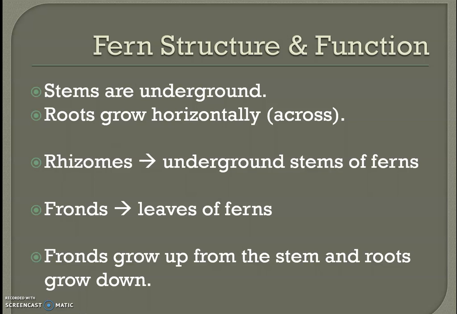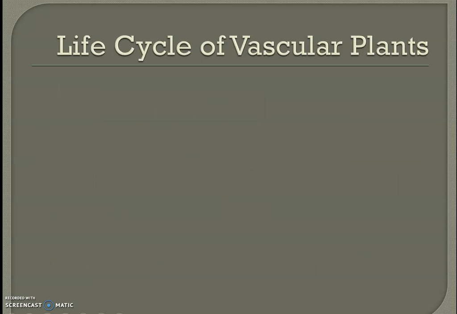Okay, so fern structure and function. Okay, the stems are underground and the roots grow horizontally. They have rhizomes, which are underground stems of ferns, and the fronds. Fronds are the leaves of ferns. These fronds grow up from the stem and the roots grow down. The life cycle of vascular plants can be found in your textbook in Chapter 8. There is a diagram that looks at that.